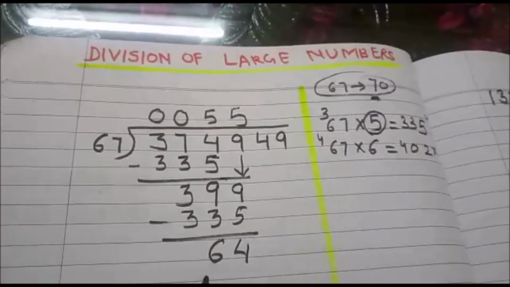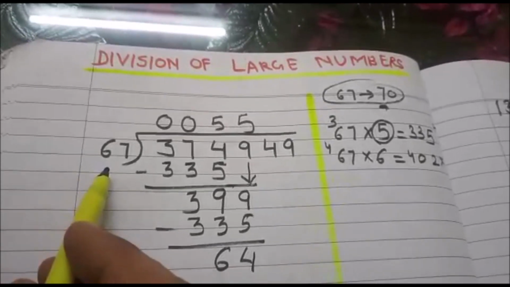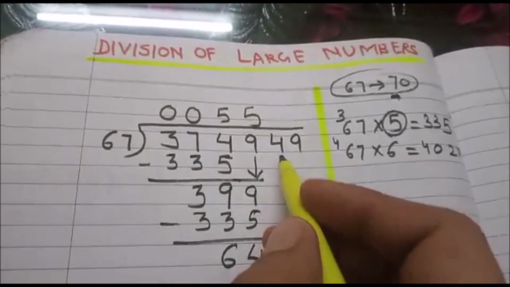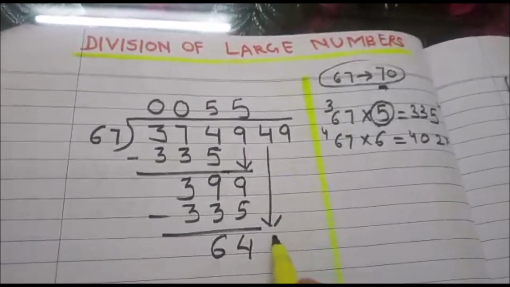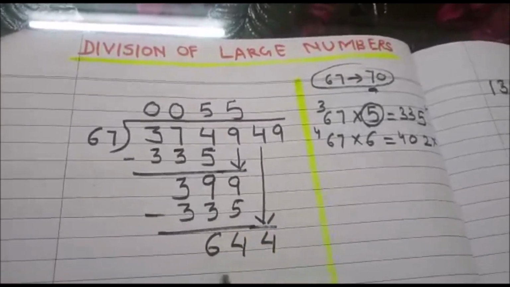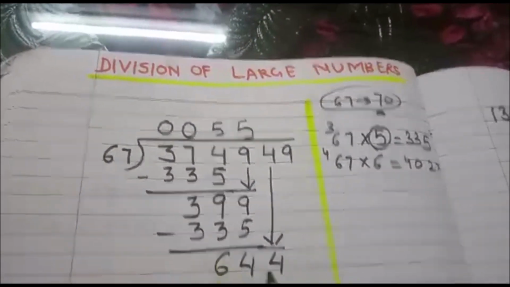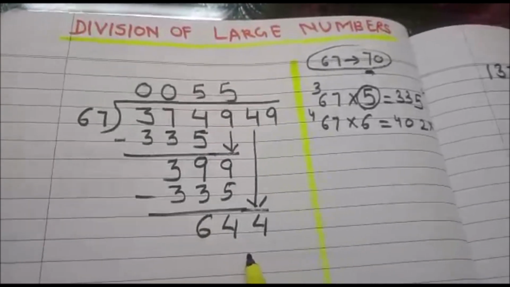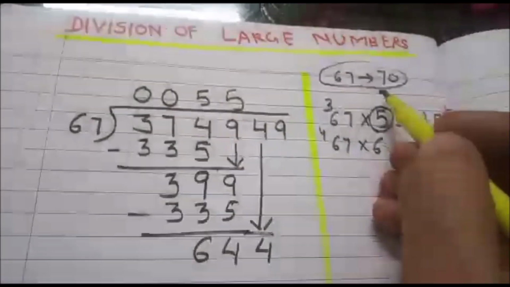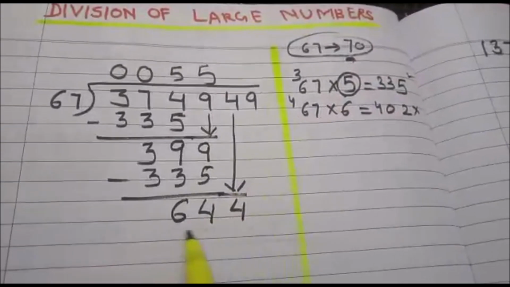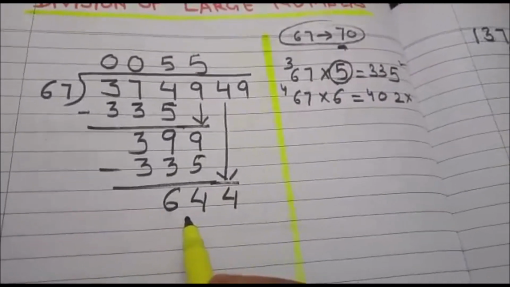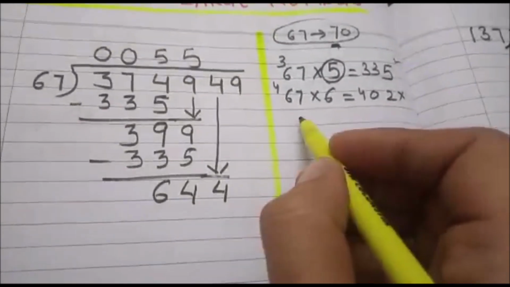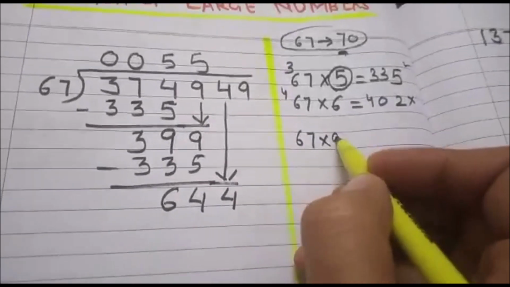It is very important step, students. 64 is smaller than 67. That means we can move further. Take down next number, 4. Now we have to find out best multiple of 67 to be written under 644. Again, guess method. Count the table of 7 till 64. That means 7 9s are 63. Just check it.